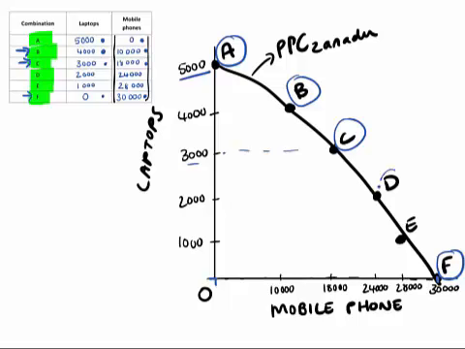The same is true for D and E. D shows us 2,000 laptops and 24,000 mobile phones, and E gives us 1,000 laptops and 28,000 mobile phones. And that's the PPC curve of Zanadu.